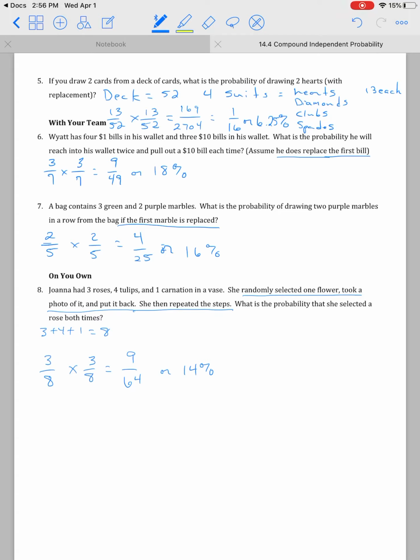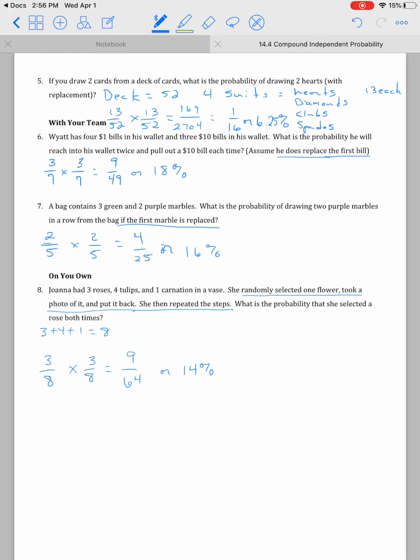So that means to grab a heart on the first pull, you have 13 out of 52 chance. We're putting the card back. It's another 13 for 52 chance on the second pull. Multiply straight across. That's 169 over 2704. You can simplify to 1/16 or 6.25%.